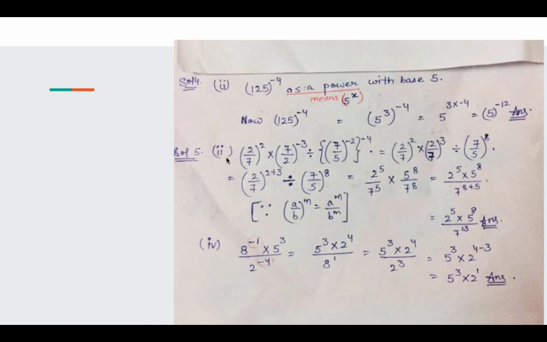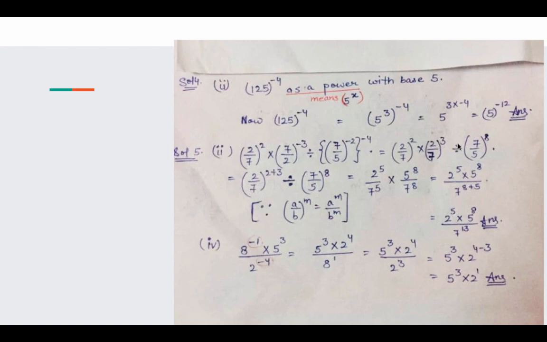See the next. 2 by 7 whole square into 7 by 2 whole raised to power minus 3. Now, are the two bases same? No. Multiplication sign is there, I agree, but the base is not same. So, what will you do? You will take this negative power and convert it into positive, and the moment we do that, the two bases will be the same. Let's do that in this step. 2 by 7 whole square as it is, multiplication sign. Make this negative power positive, take the reciprocal, it comes out 2 by 7 raised to the power 3.